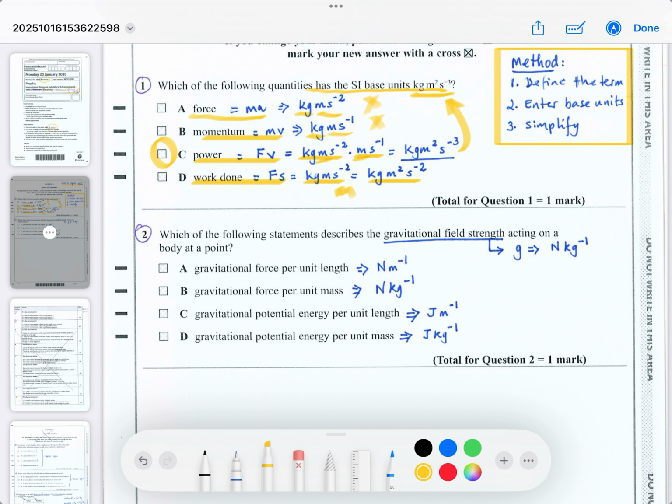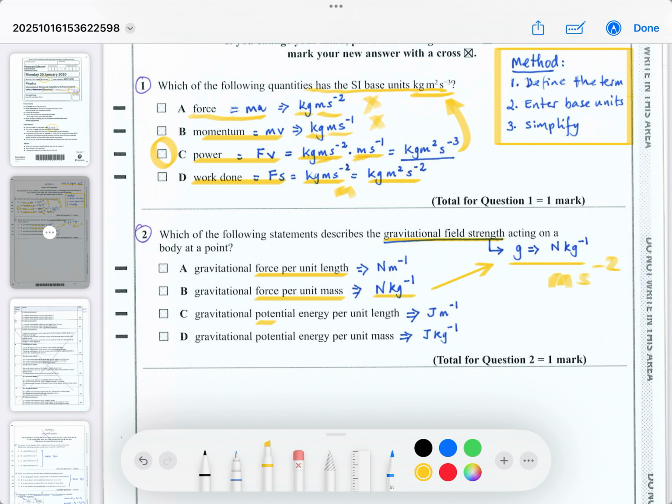Question 2 is also on units, and it wants you to find out which of the statements that are in A, B, C, or D describes gravitational field strength. So once again, you need to know what gravitational field strength is. That's g, which is newtons per kilogram, which is the same as meters seconds to the minus 2. Yeah? So you can see force per unit length would be newtons per meter. So that's not the same as g. Force per unit mass is the correct answer because it's newtons per kilogram. So that is equal to what we're looking for.